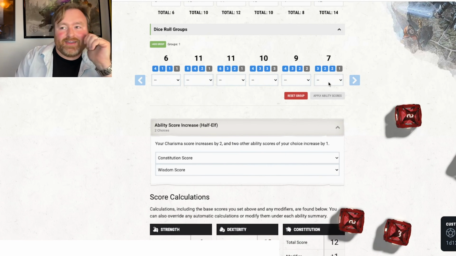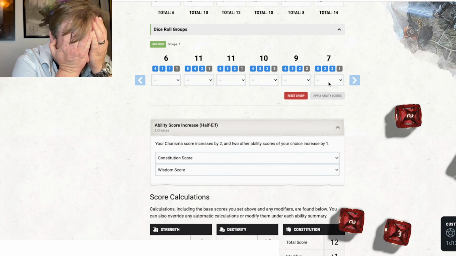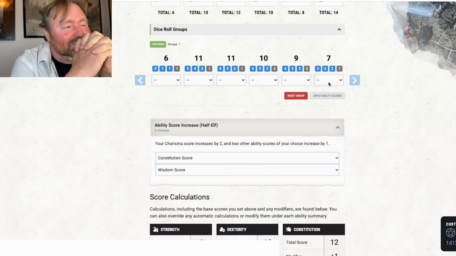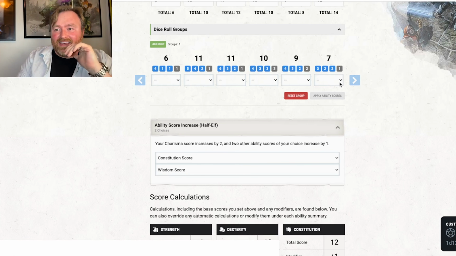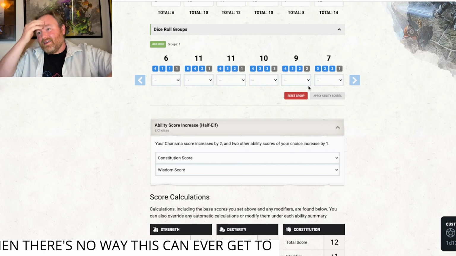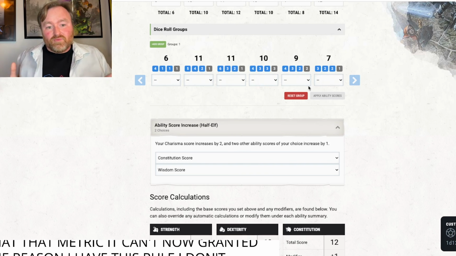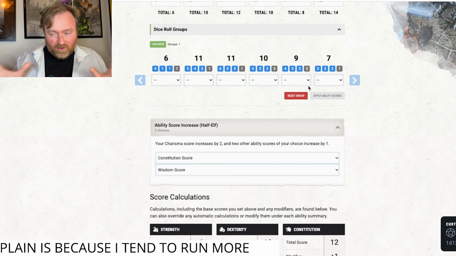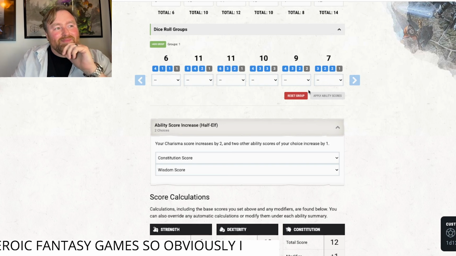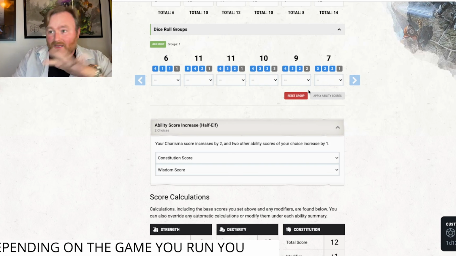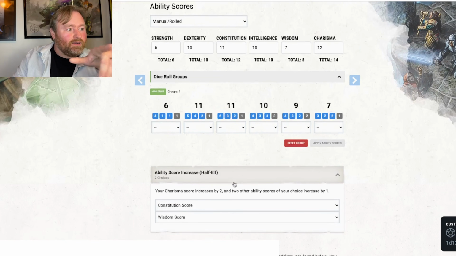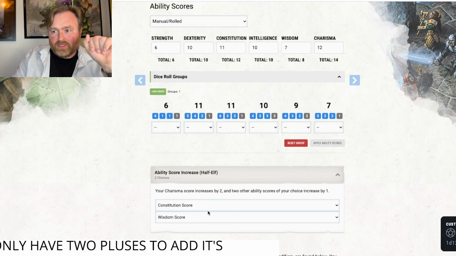Holy crap! Oh. Okay. There's no way this can ever get to that metric. It can't. Now, granted, the reason I have this rule, and I'll explain, is because I tend to run more heroic fantasy games. So obviously, it's depending. I pissed off Vecna, exactly. Depending on the game you run, you may not allow rerolls, or you may not say a second reroll is fine, but like, because I only have 2 pluses to add. It's Constitution and Wisdom. Each get a +1.